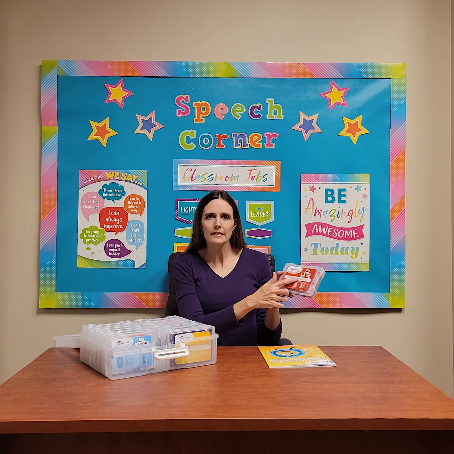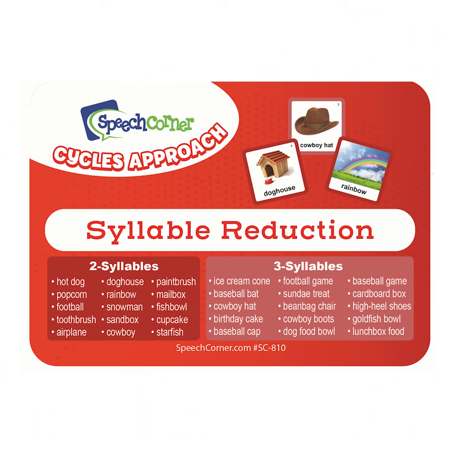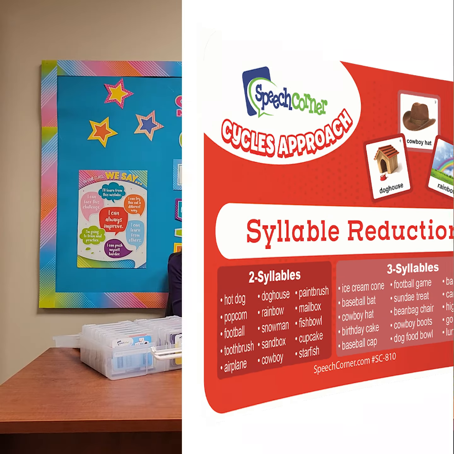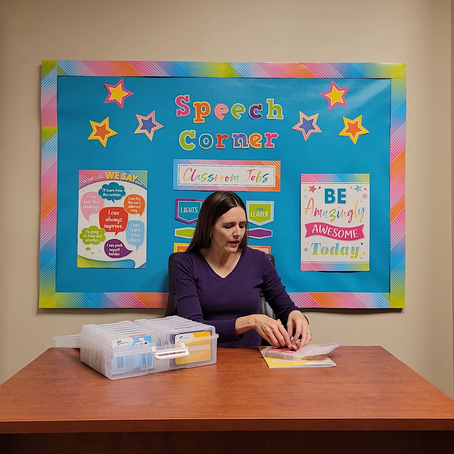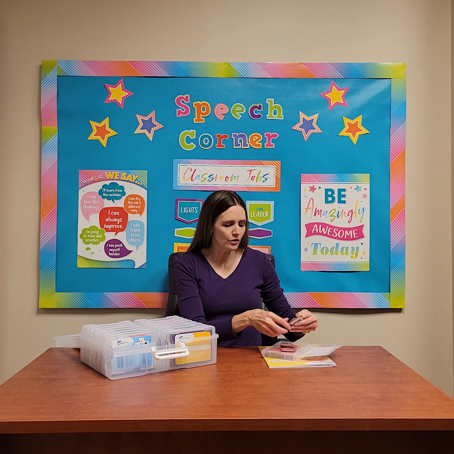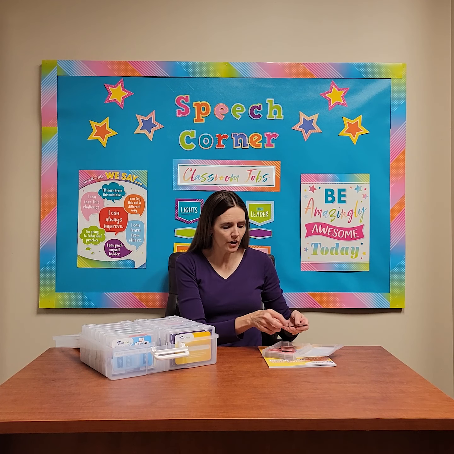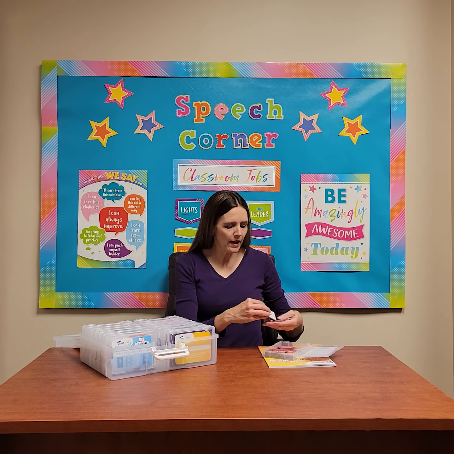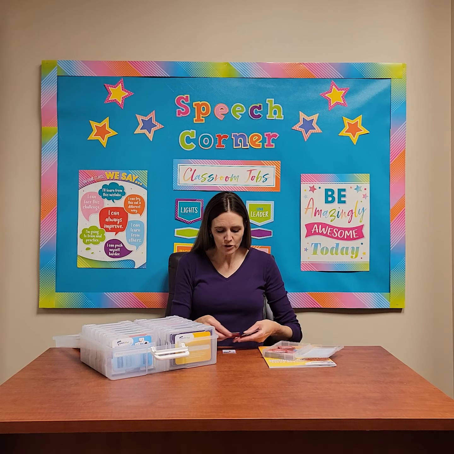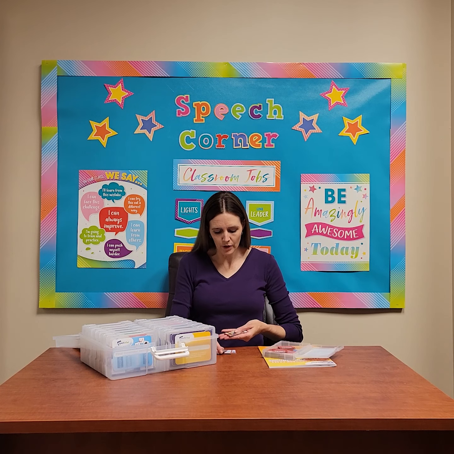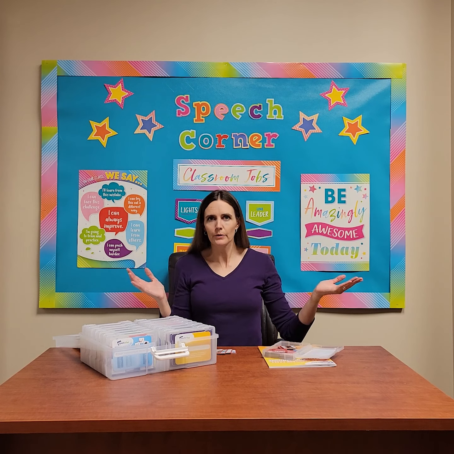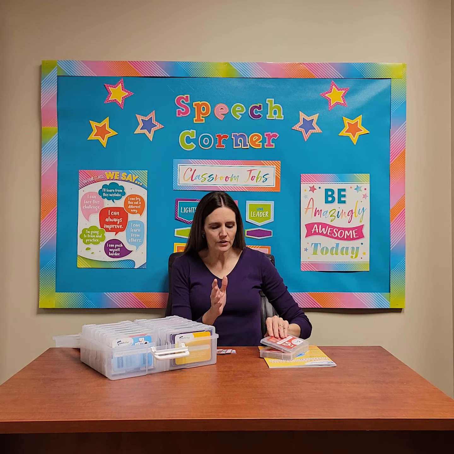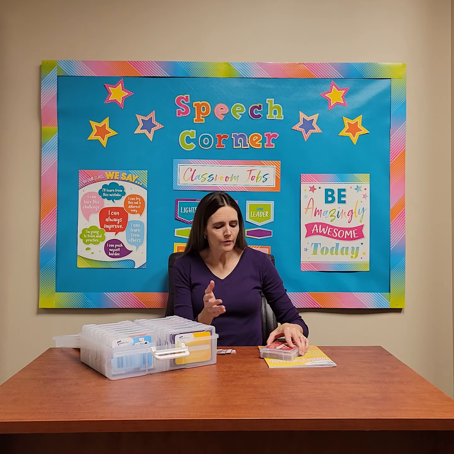This particular one, syllable reduction, you'll see the 2-syllable words listed here, and then the 3-syllable words. The nice thing is when you open them up, they're different shades of red, so that it makes it easy to pick out and sort your target words. So you can pull them out, pick which target words you want the student to work on. And remember, with the Cycles approach, you don't need a billion words. It's okay just to target like 3 or 4.